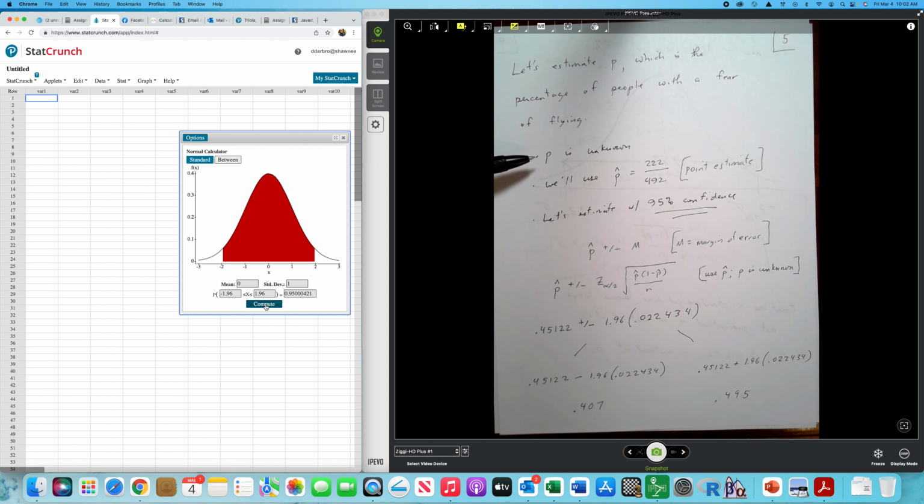That's what I'm trying to estimate. It is unknown. Let's say we go out, we collect a sample of 492 people, 222 out of the 492. Again, this is just an example. 222 out of the 492 say that they experience a fear of flying. This is my sample proportion. I'm going to use this to estimate P. Now, let's estimate with 95% confidence. Now, here's where things get kind of crazy. Let me pull up the previous.